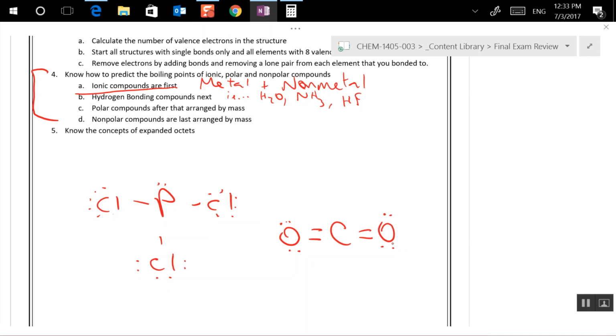So here, this oxygen's pulling for electrons, and this oxygen's pulling for electrons. Who wins? Nobody wins, because they're pulling with the exact same force. Okay? So therefore, it's a non-polar molecule. The electrons are distributed perfectly throughout the molecule.